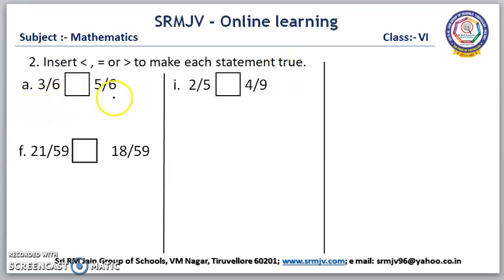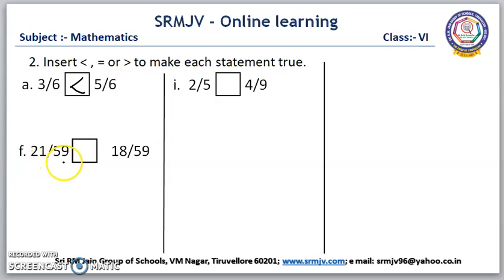If the fractions are like fractions, we have to compare the numerators. Here see the denominator 6. So these two fractions are like fractions. So we have to compare the numerators 3 and 5. Which is greater? 5 is greater. So 5 by 6 is greater.